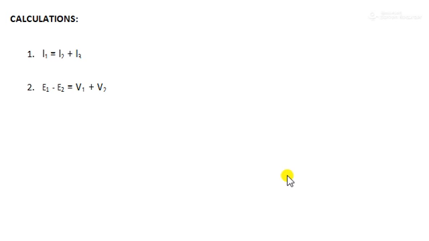In the calculation part, you require these two equations: I1 is equal to I2 plus I3, and E1 minus E2 is equal to V1 plus V2. So for calculation, first you have to calculate theoretically. All the values should be calculated theoretically, and after calculating, put them in the tabular column.